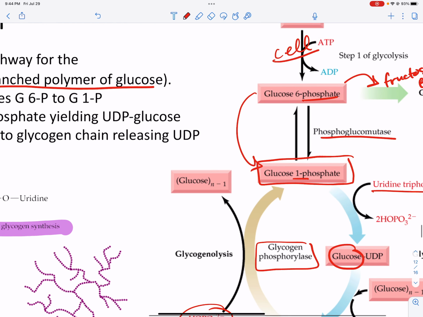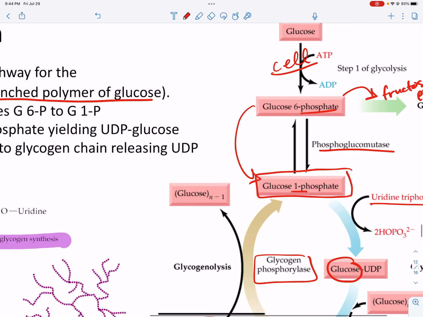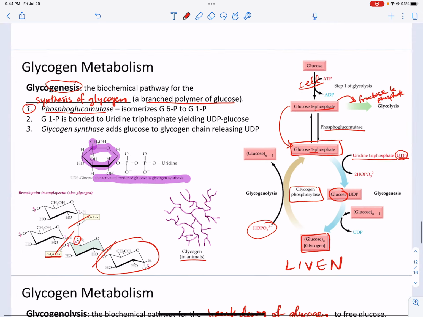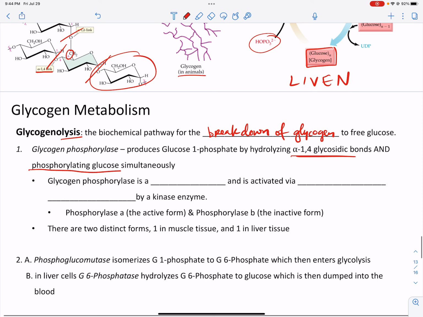And then glucose 1-phosphate can be converted to glucose 6-phosphate from there. And let's see how that happens. Oh, sorry, actually a couple more things about glycogen phosphorylase. It is formed as a zymogen in its asleep, inactive form, and then it's activated via covalent modification.